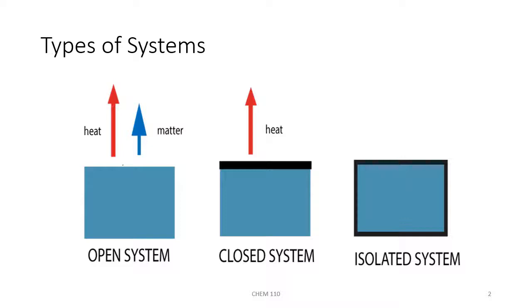A closed system, which would be like a beaker with a top on it. Heat could still transfer between the system and the surroundings, but because the beaker has a top on it, the matter level will never get lower inside. Therefore, matter cannot transfer. And isolated systems, where no heat or no matter can transfer between them.